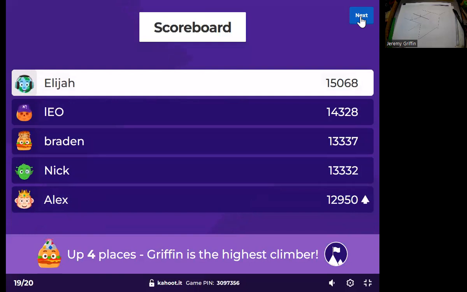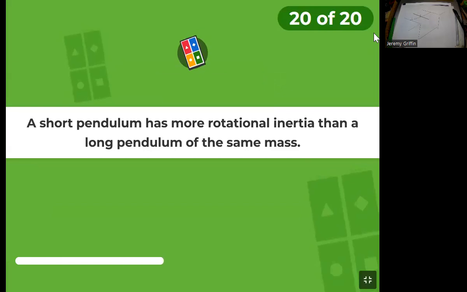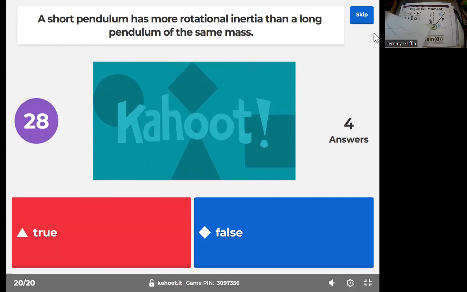All right, Alex, hop in the top 5. Elijah, hold on to the lead. Last question for the win. A short pendulum has more rotational inertia than a long pendulum. Equal masses.